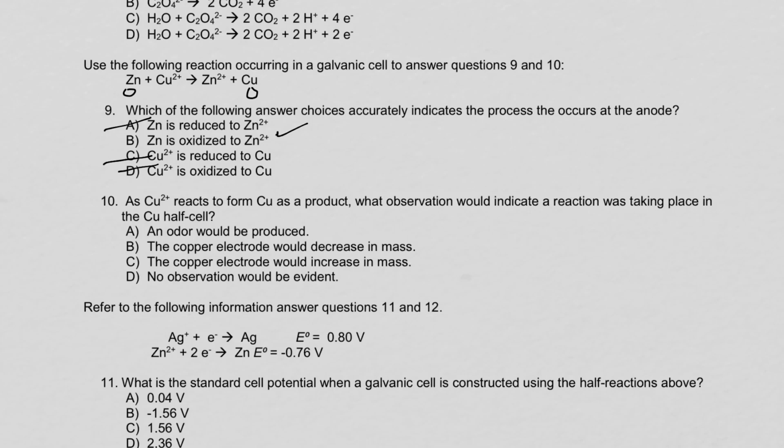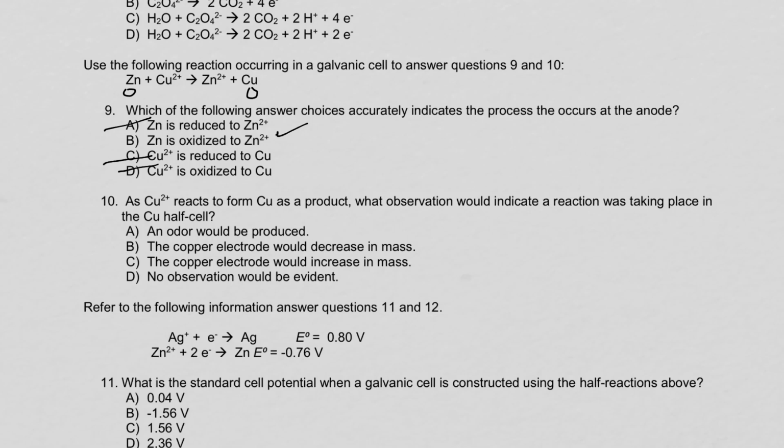And then we have 2 answers, B and C, about the mass of the copper changing, and then D, no observation would be evident. Most likely, if they're asking what observation would indicate that reaction was taking place, there's probably going to be one to choose from, so D is probably not going to be a good choice. So if we look at B, what is happening to the copper electrode? Well, we just said earlier that copper 2+ is reduced to become copper the element.